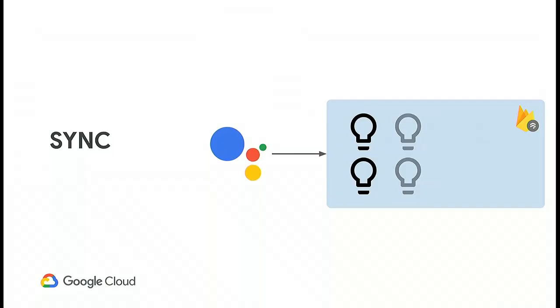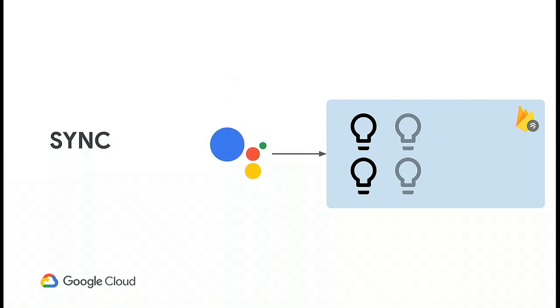So the sync intent is sent automatically after account linking is complete. This is the assistant's attempt to ask your cloud service, what are all the devices that this authenticated user controls, and what can those devices do? Okay? So your job is to respond to this intent by providing the metadata about all of the device types and the device traits associated with the devices under that user's account, right?